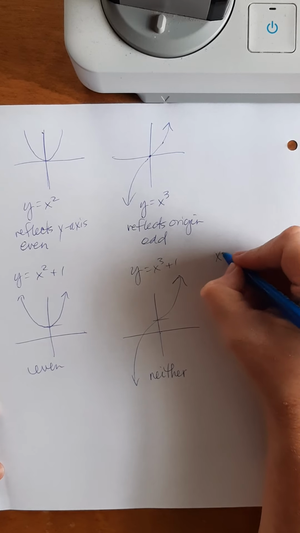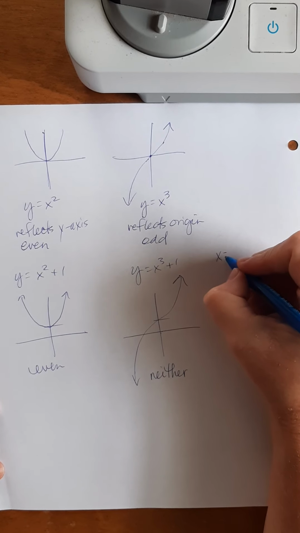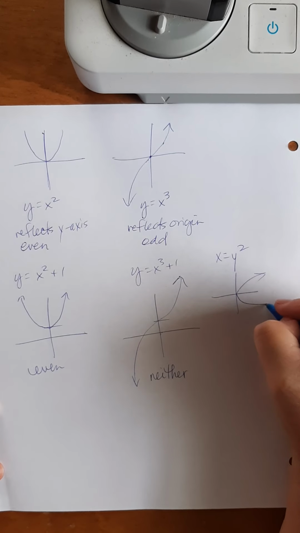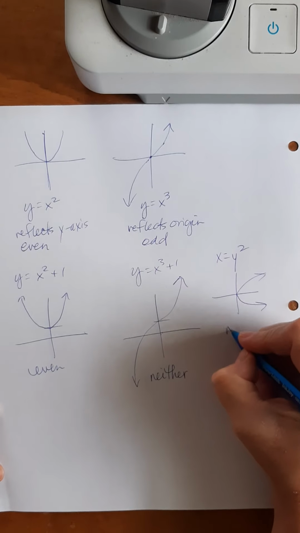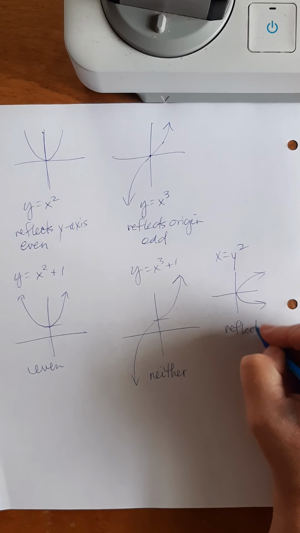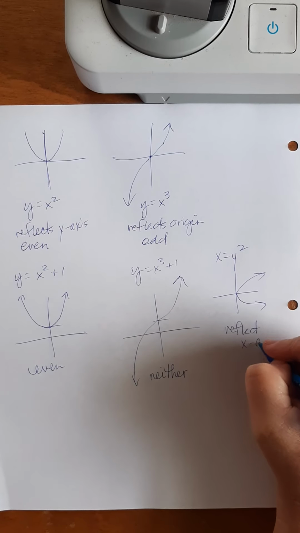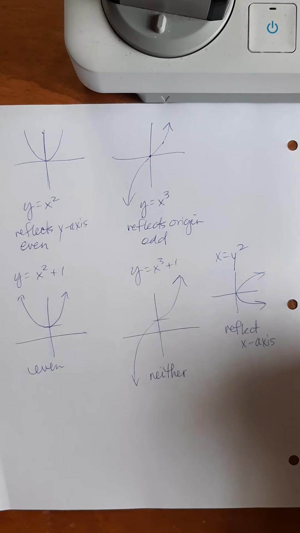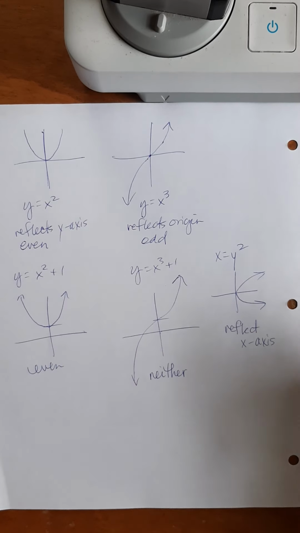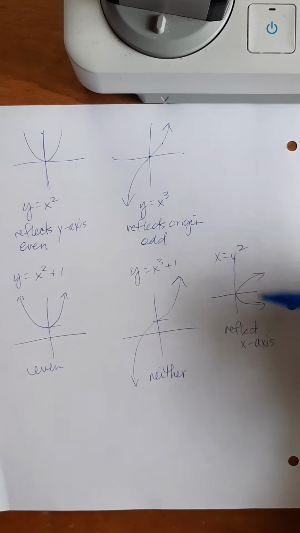Let's say I had x = y², a parabola going right at the origin. Notice how it's not even, it's not odd, but it does reflect on the x-axis. So that's how you can determine, as far as reflect on the x-axis, y-axis, origin, just by looking at the graph.